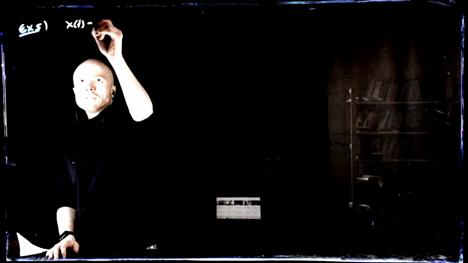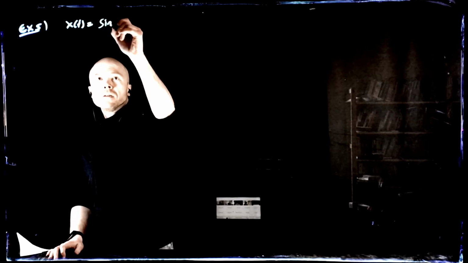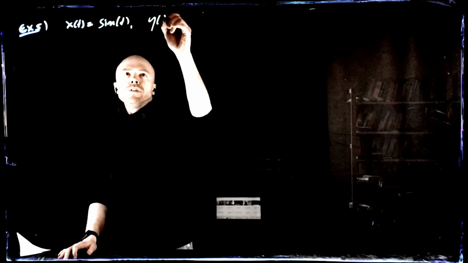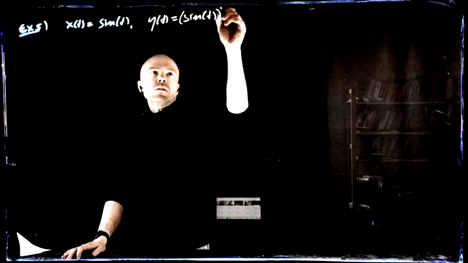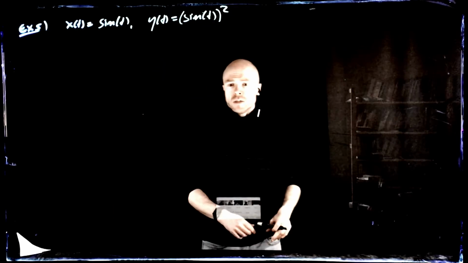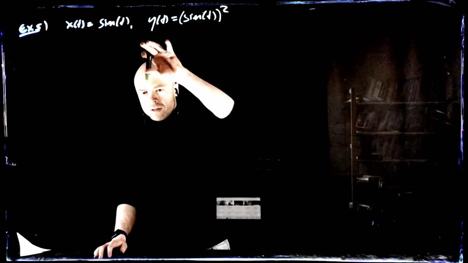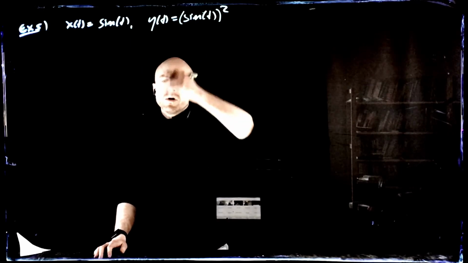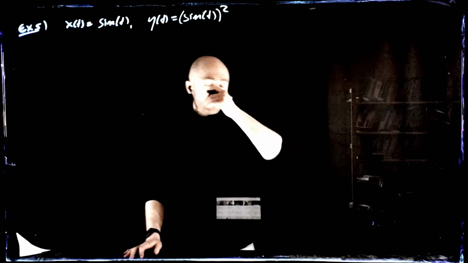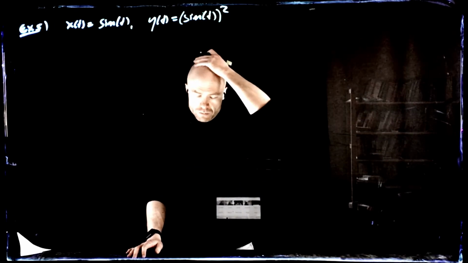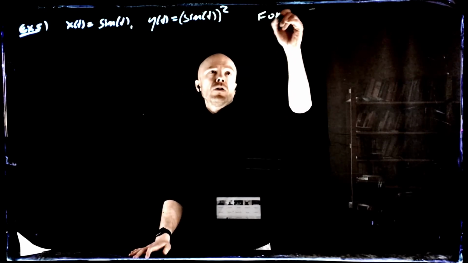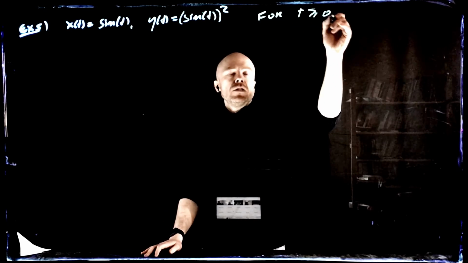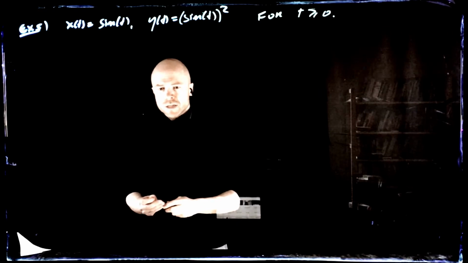Tell me about this curve. X of t is sine of t, and y of t is equal to sine of t squared, like this. What set of points does this thing live on? What does the path do? Let's start with t equals 0 and then just go forward. So for t bigger than or equal to 0, what does this thing look like? What does it do?